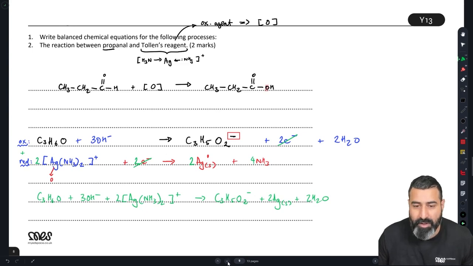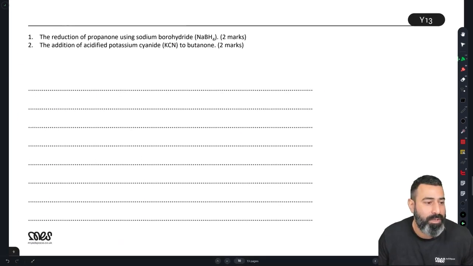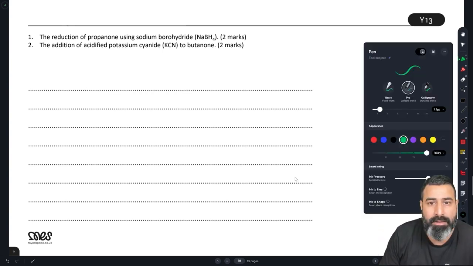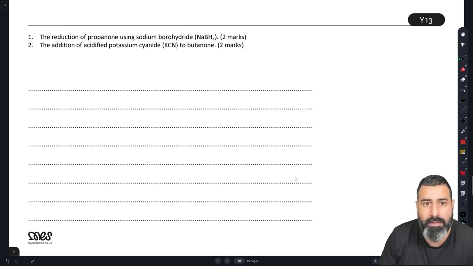All right, let's have a look at a follow-up question. The follow-up question here is the reduction of propanone. So now we're looking at ketones using sodium borohydride, which is a good reducing agent. And we've got to have a look at the addition of acidified KCN to butanone. All right, not a problem. So we need to write equations for these.